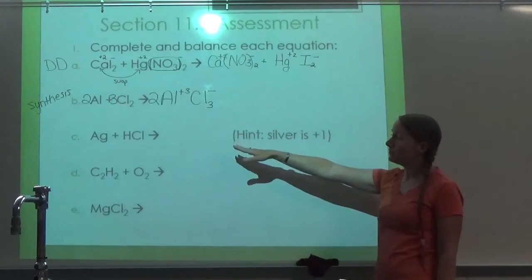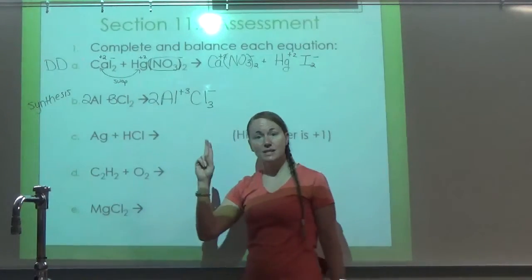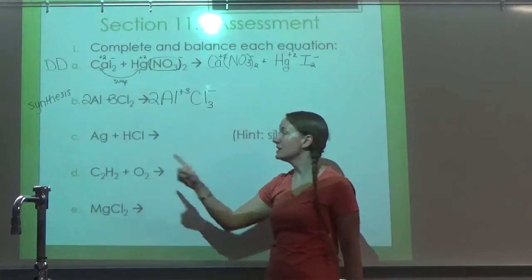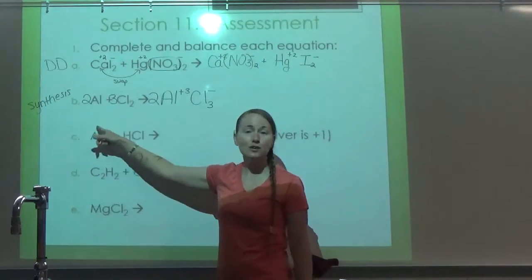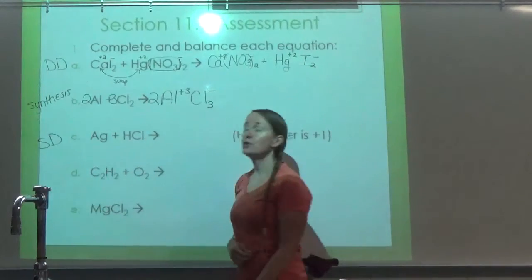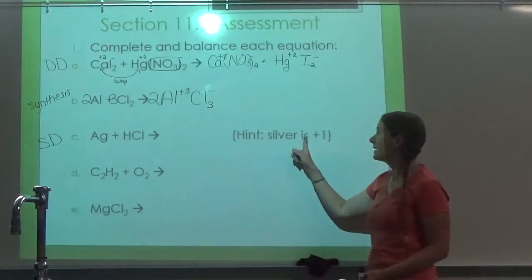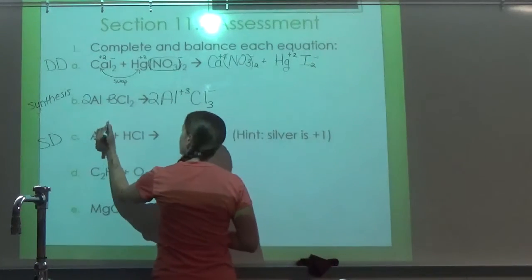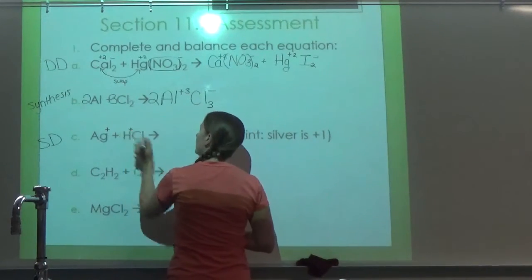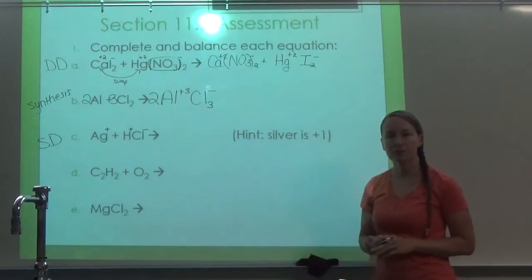All right, so part C, I have something by itself, silver, and something bonded together, H and Cl. So since something is alone or single, that makes me think single displaces. So remember, I would go ahead and start by writing my charges. Silver is a transition metal, but I gave you the hint, it's a +1 charge. Hydrogen's in group 1, so it's +1. Chlorine is in group 17, so it's a -1.